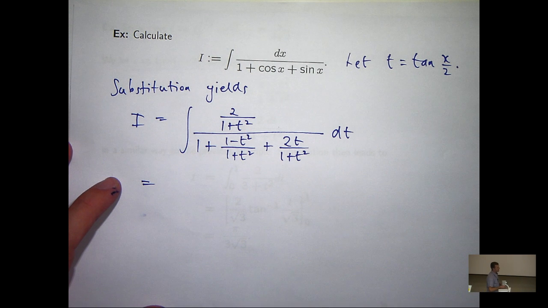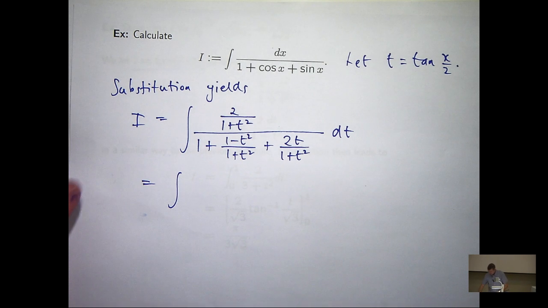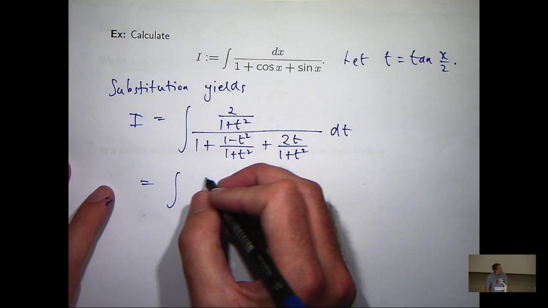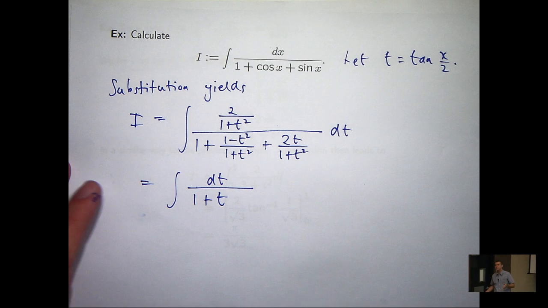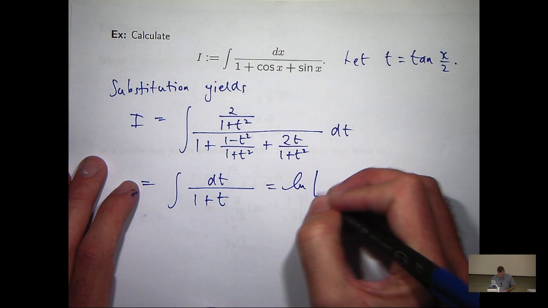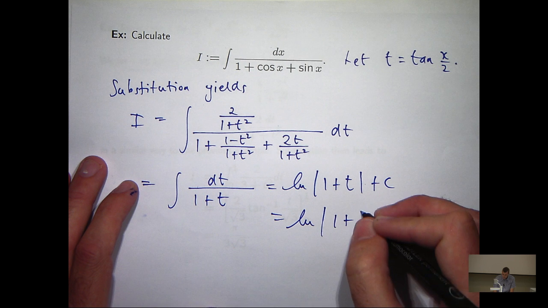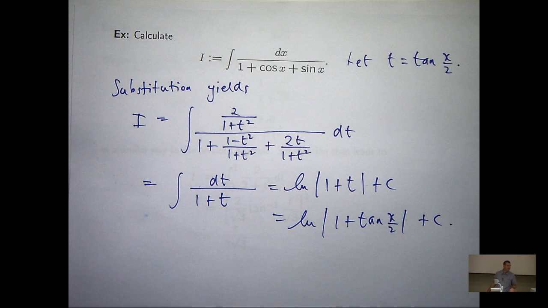So if we simplify here, we can actually cancel off the 1 plus t squareds. You actually get a common factor of 2 in the top and the bottom, and you can cancel that off, and it's reduced to this. So back substituting, we end up with this. That's a hard integral.